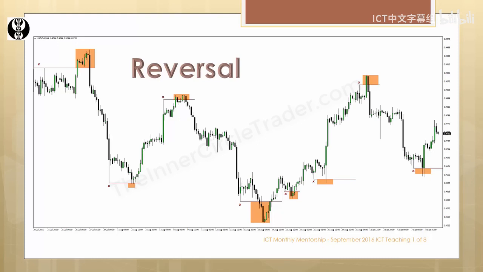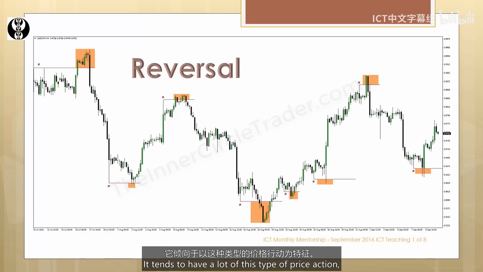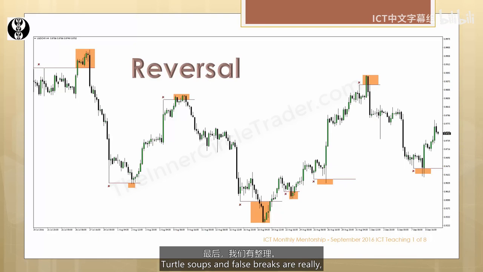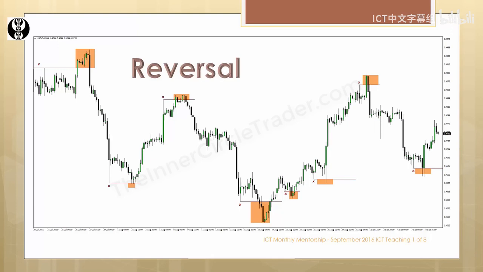and it's on a pair I don't really like to trade, the US versus the Swissy. This pair is real choppy. It tends to have a lot of this type of price action, so it has a characteristic that is very favorable if you're into type of trading like this. Turtle soups and false breaks are really good in the Swissy.